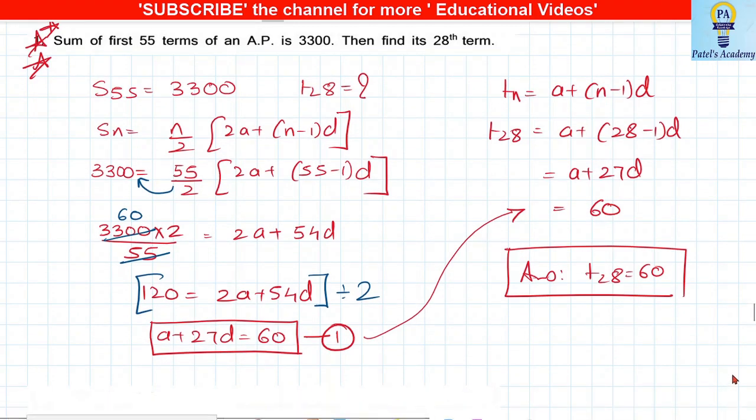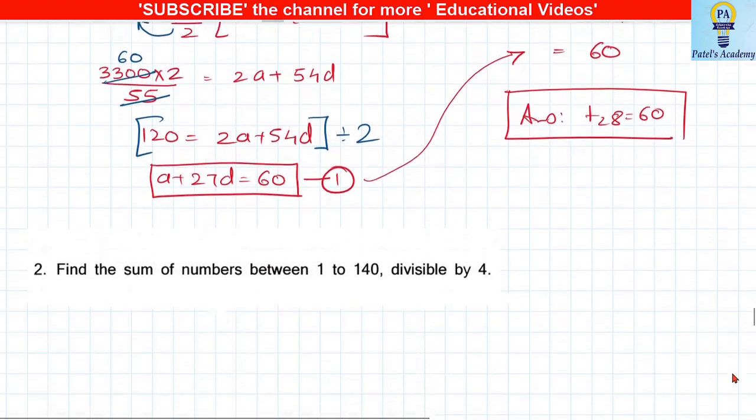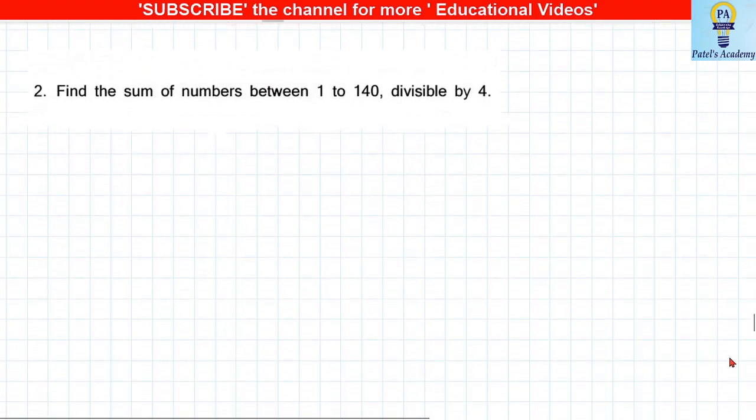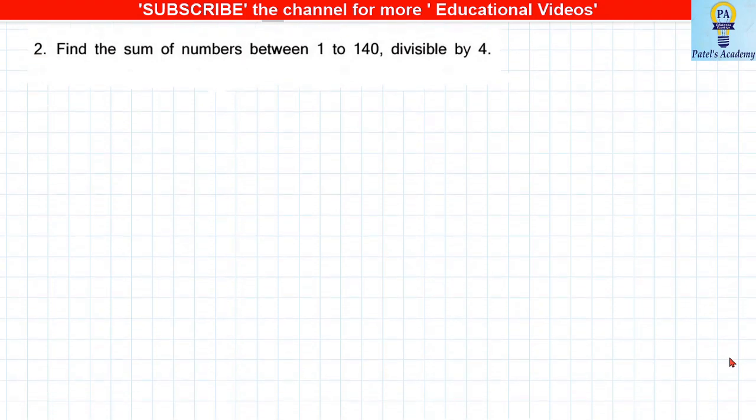Yes, an important sum, students. Yes, the next is also important. Find the sum of numbers between 1 to 140 divisible by 4. The sum we did already before in the activity. Okay, so I want numbers between 1 to 140 which are divisible by 4.